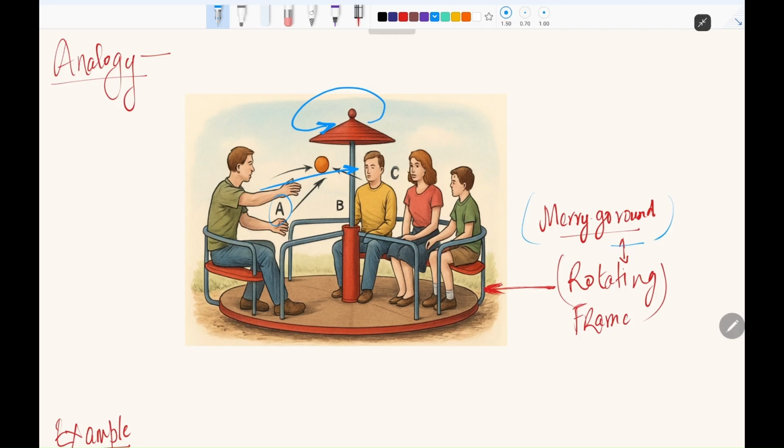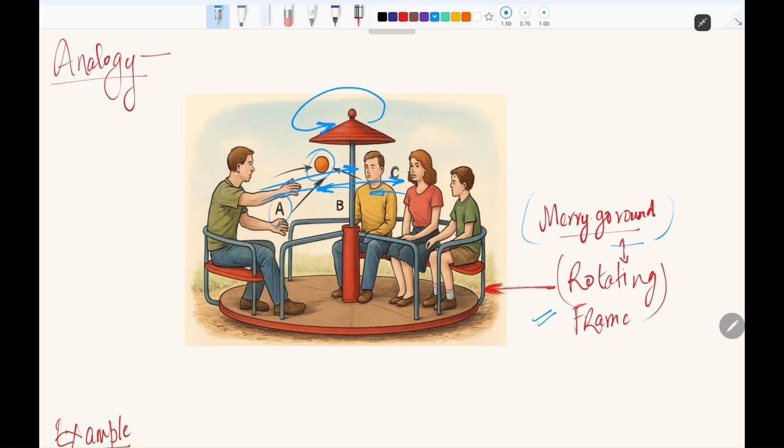But because of the anti-clockwise rotation of the frame, the person B will shift slightly to his left. Similarly, the person C will also shift slightly to her left. Now the ball which was going to person B will move directly to person C. This apparent deflection is because of the rotating frame.